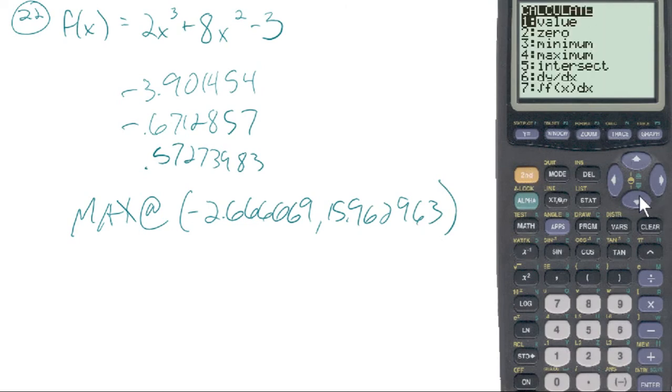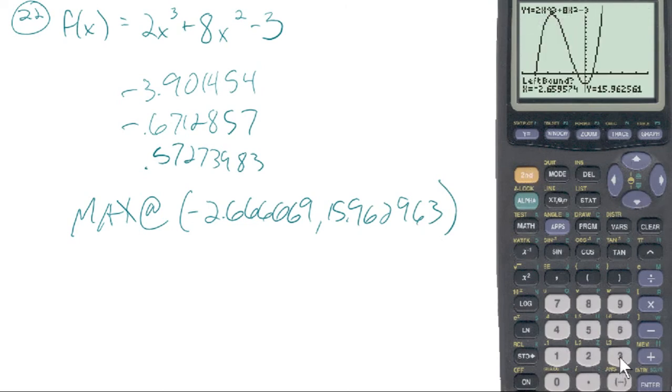Let's calculate a minimum. We could just press the number 3. Left bound. That's on the left. That'll work. It might take longer that way, but it'll work. And a right bound. And our guess. And we have a minimum. Yes, a minimum at. Okay, so see what it has here.